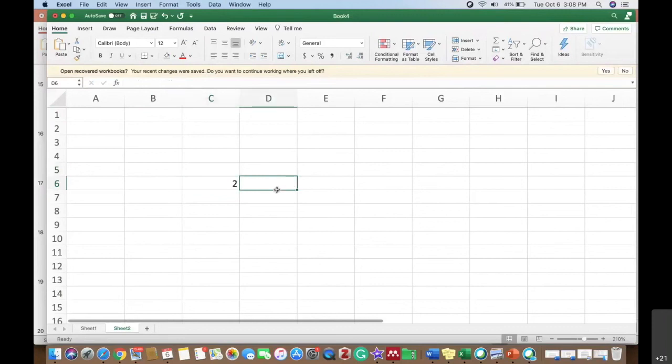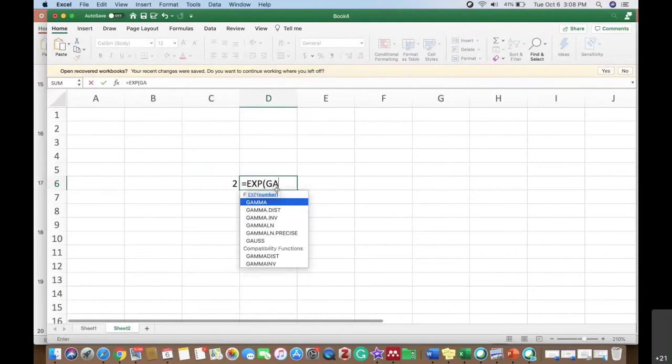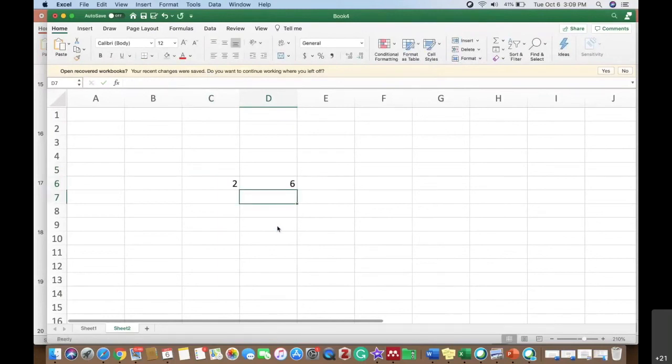Okay, let's do one more example. So if I want to take for number 4, let's say, it will be exp gamma, and here it is gamma ln, of, let's say I take number 4. So for 4, you know, it will be 3 factorial, which is 3 times 2 times 1, which gives you the 6. That's what the number is.